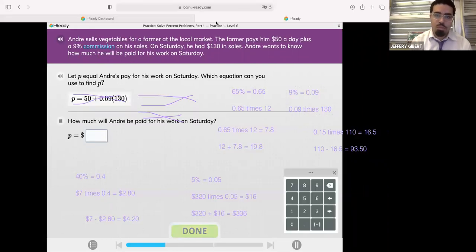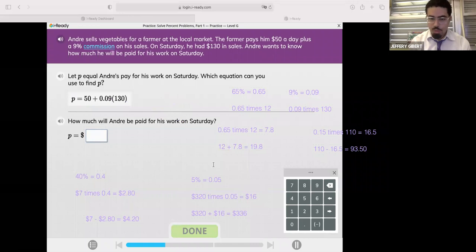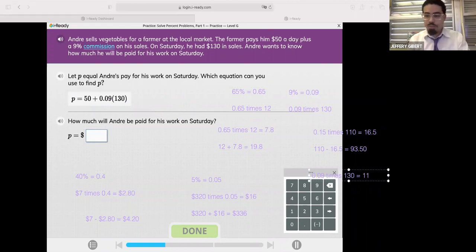How much will Andre be paid for his work on Saturday? All right. So now to get the answer, we've got to do our order of operations. So we've got to do our multiplication before our addition. So we've got to do 0.09 times 130, which equals 11.7. And then we do 50 plus 11.7, which equals 61.7. So in money, that's $61.70.